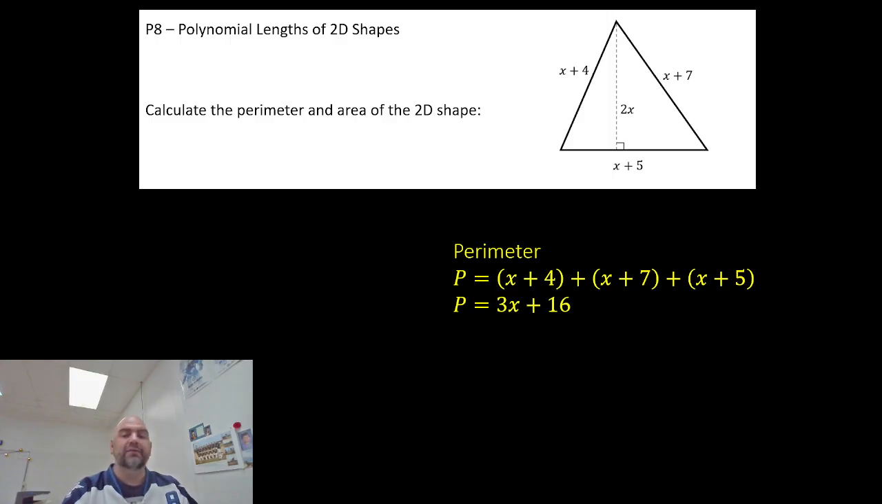Now, if I give you a value of x, we plug it in there, multiply by 3, add 16, and we're going to have the perimeter, and it will change based on the value of x.